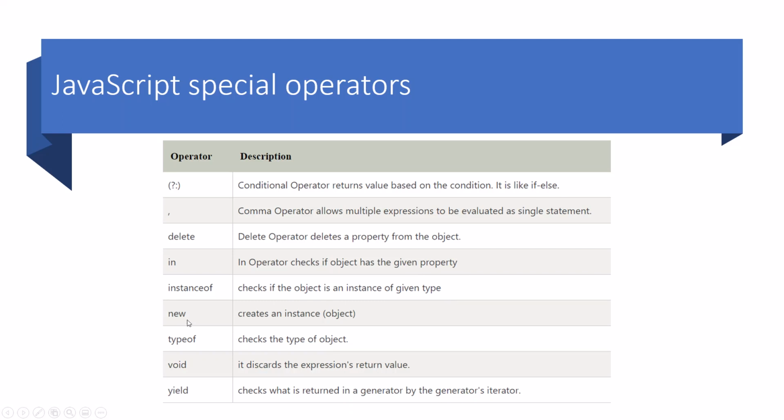Next is the new operator, which is used to create an instance of an object. Next is the typeof operator. It checks the type of objects. Void discards the expression's return value. And the last one is the yield operator, which is used to pause and resume a generator function. So these are some of the special operators we use in JavaScript.